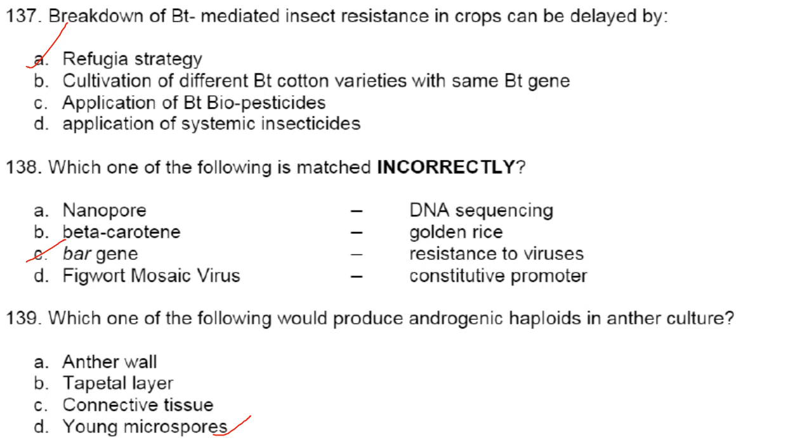Then next one, which one of the following is matched incorrectly? So bar gene resistance to virus. Bar gene confers resistance to herbicide by Bialafos. So answer is option C. Which one of the following would produce androgenic haploids in anther culture? So young microspores, they are haploid, all other options are diploid. Answer is option D.